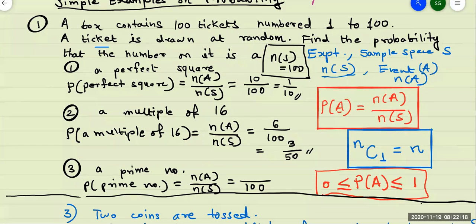Now what are the prime numbers? Prime numbers means they have exactly two divisors, the number 1 and the other divisor is itself.